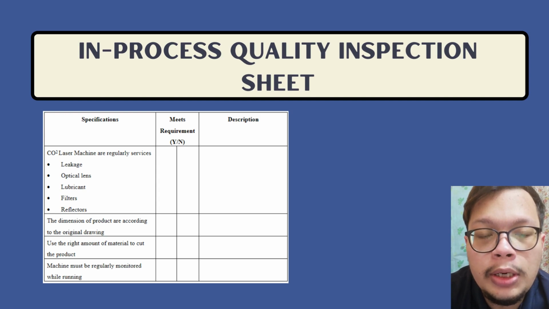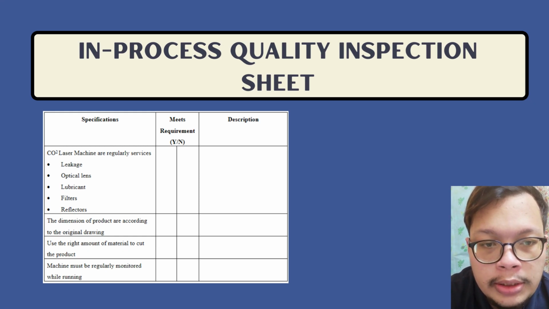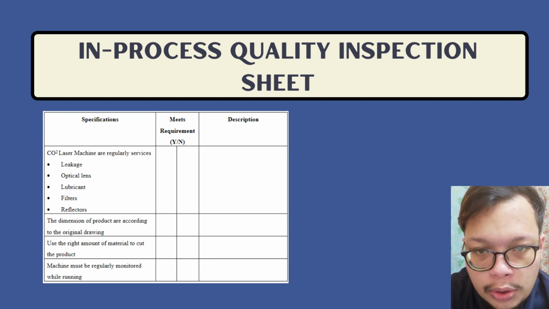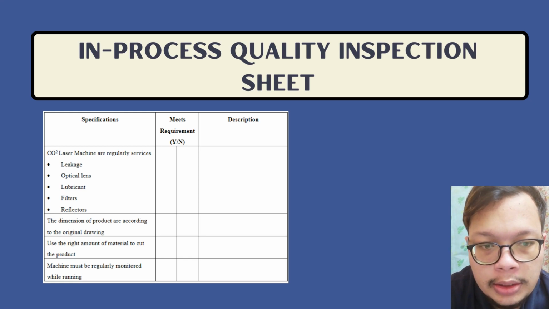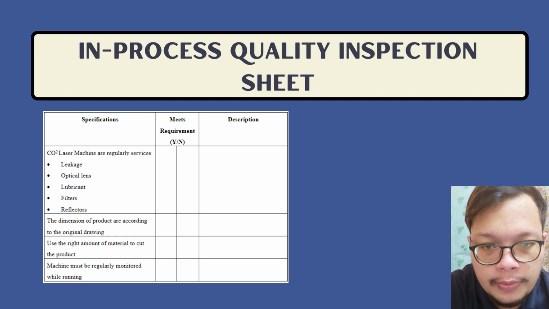For the in-process quality inspection sheet, the following criteria must be followed. First, the CO2 laser machine is regularly serviced, which is free from leakage, with checks on optic length, lubricant, filters, and reflectors. Besides that, the dimension of the product is according to the original drawing. Third, use the right amount of material to cut the product. And last, the machine must be regularly monitored while running.